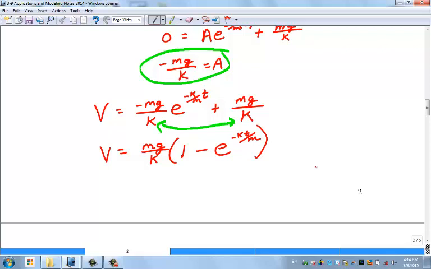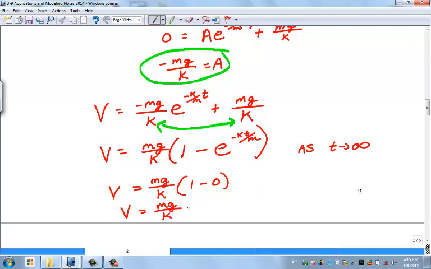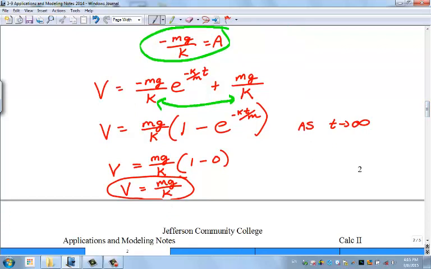And what it turns out to be as t approaches infinity, we get v equals, well, as t approaches infinity, it's e to the negative kt over m. So you have e to a very high negative exponent, which means that approaches 0. So we get v equals mg over k times 1 minus 0, or v equals mg over k. So that is our terminal velocity, where we have the mass, the acceleration due to gravity, and then k is the constant of proportionality.